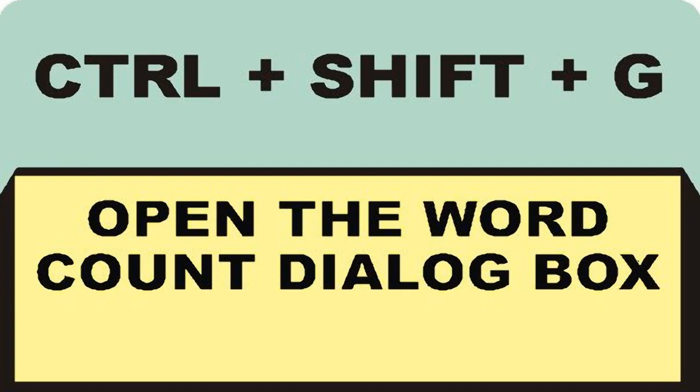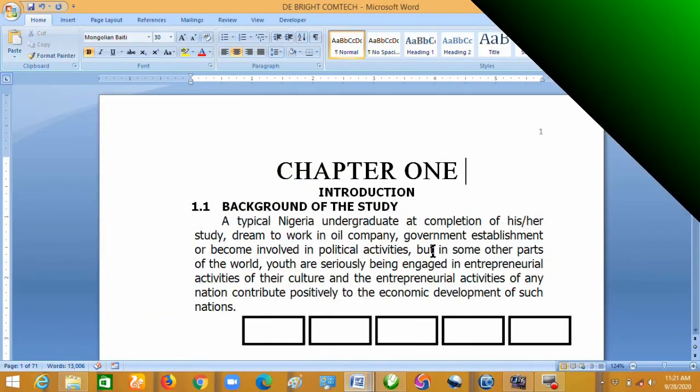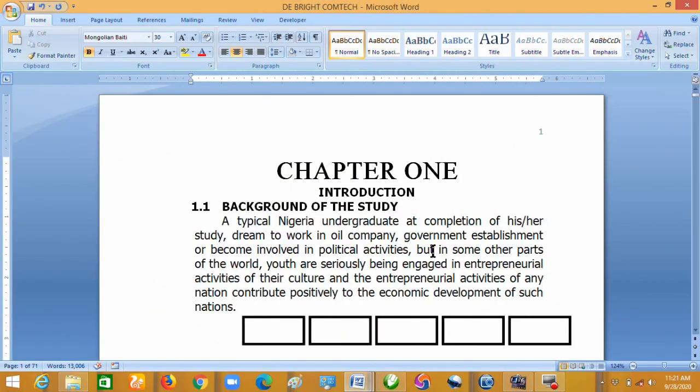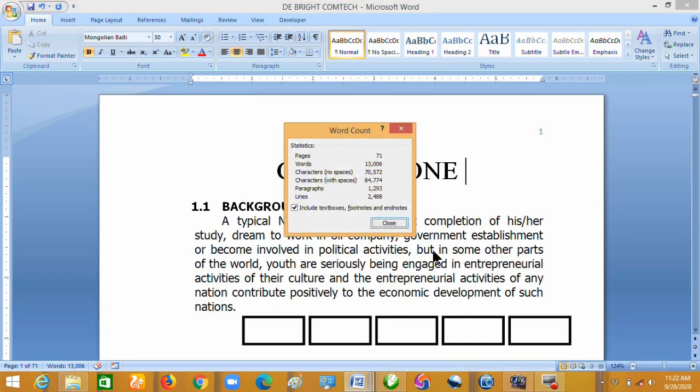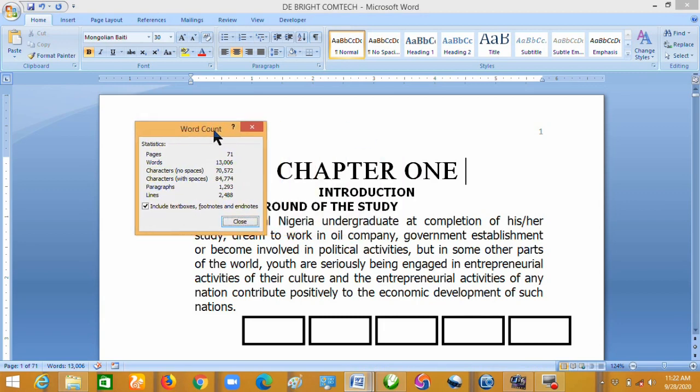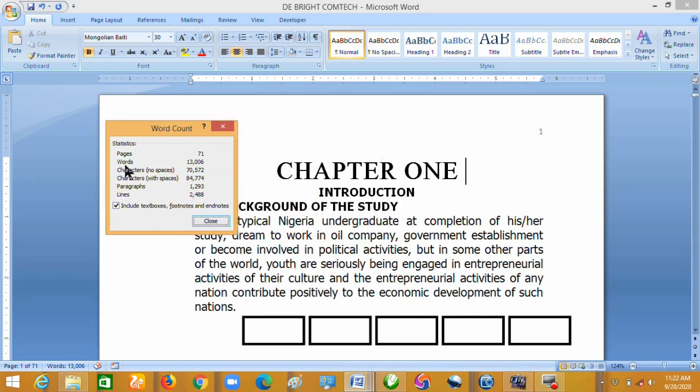CTRL+SHIFT+G. This key combination will open the word count dialog box for you. Just press it, CTRL+SHIFT+G. You now see this is word count that helps you to see that in this document you have a total of 71 pages, a total of 13,006 words, and total paragraphs up to 1,293 and other things. Very simple.